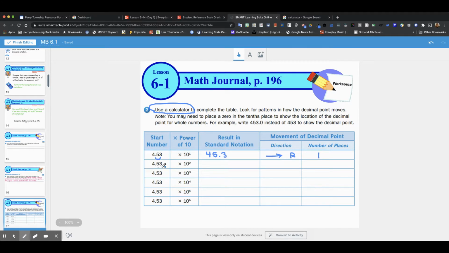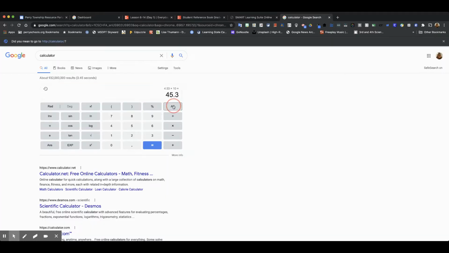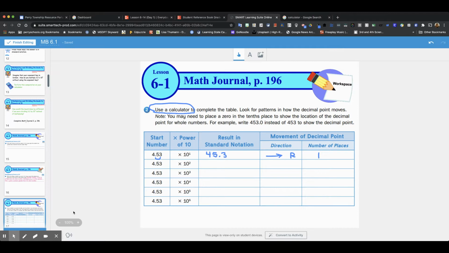Okay, now let's do the next one. 4.53 times 10 to the second power now. Okay, so I'm going to show you. So I know 10 to the second power is 100 times 4.53. We get 453. So this is that example there where if there's no decimal in the final answer, I'm going to have to do this. 453.0. It moved to the right again, but this time I see that it moved two places.